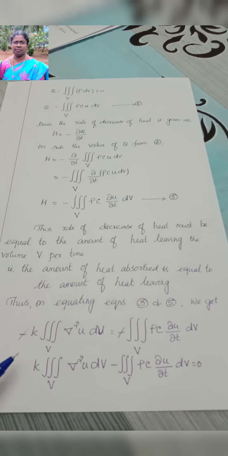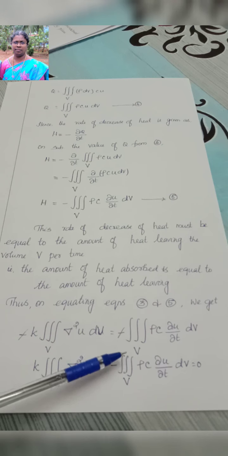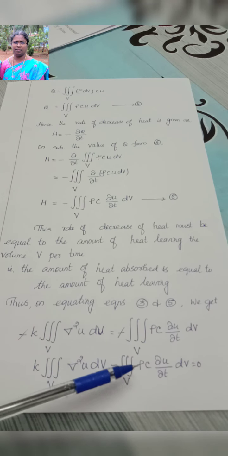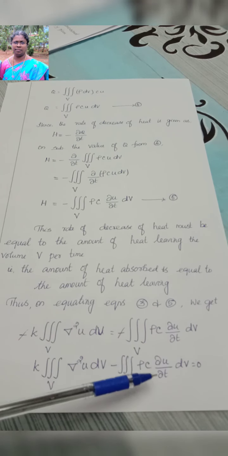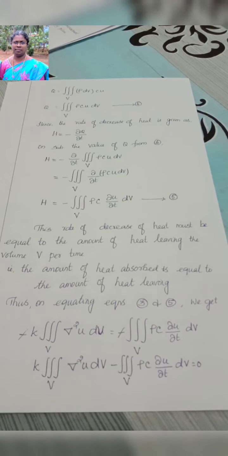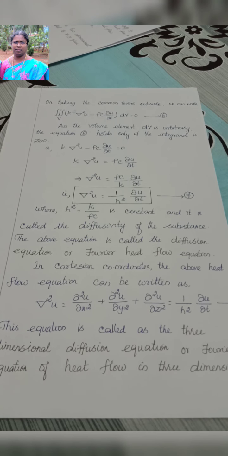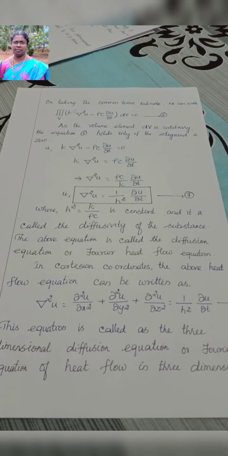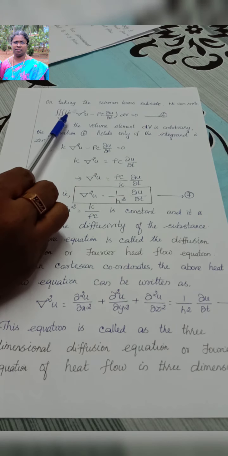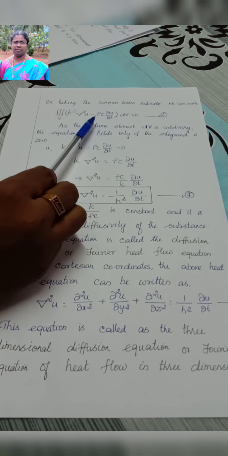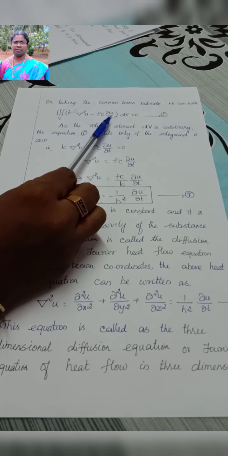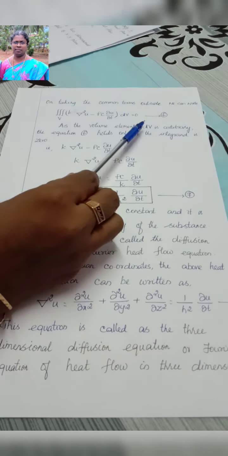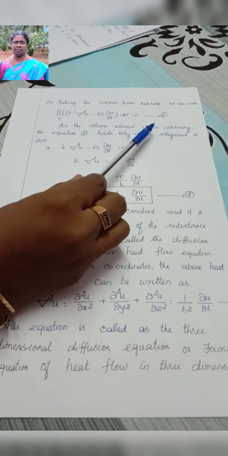Hence the above equation can be rewritten as k into triple integral over V del square u dV minus triple integral over V rho c dou u by dou t into dV is equal to 0. On taking the common terms outside, we can write triple integral over V of k del square u minus rho c dou u by dou t into dV is equal to 0. This is equation number 6.